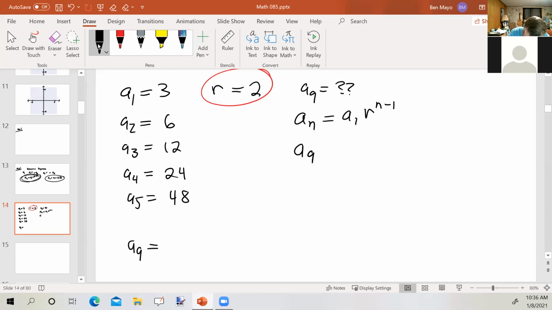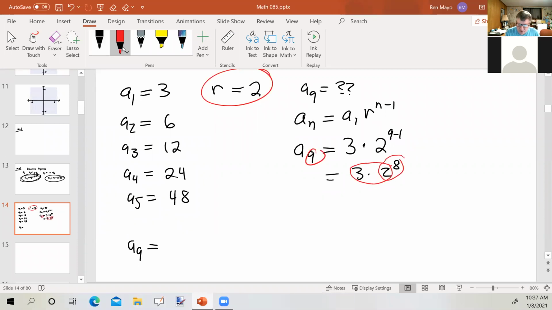So a sub 9 is a sub 1, which is 3, times r, which is 2, raised to the n minus 1 power. In this case, n is 9. So this becomes 9 minus 1. So we've got 3 times 2 to the 8th power. Careful, order of operations, we would do the exponent before the multiplication. So don't take 3 times 2 and get 6 and take 6 to the 8th power. We take 2 to the 8th power times 3.